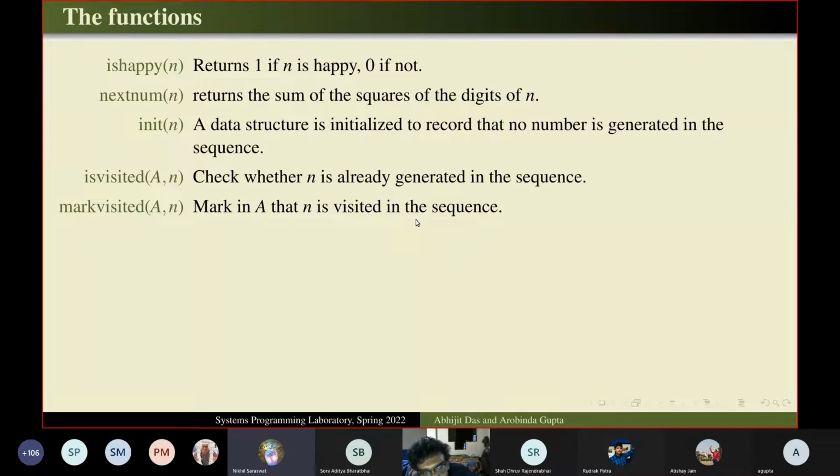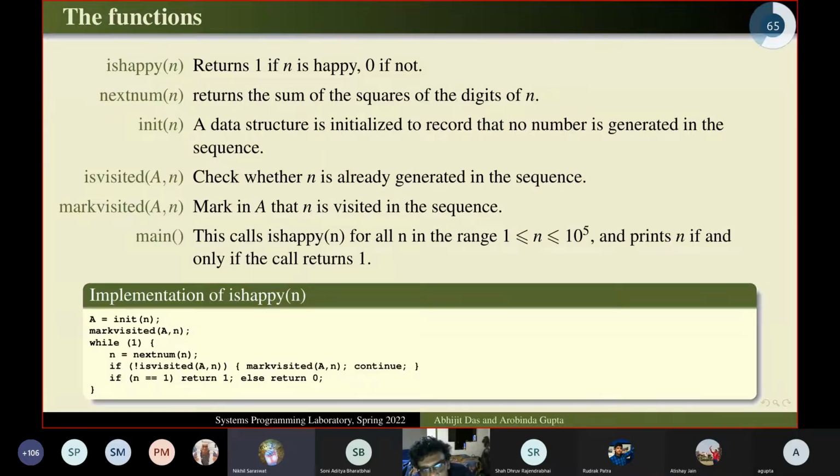And we have a main function which calls is happy n for n in the range 1 through 10 power 5 and prints n if and only if the call returns 1. Here is a high-level description of this function is happy n, and I am interested in making this function as efficient as I can.